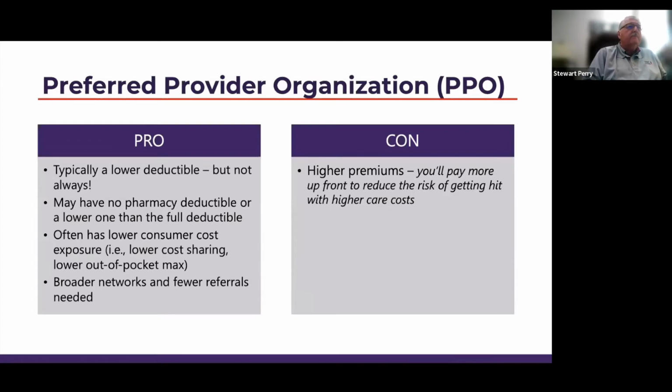So let's talk about PPOs real quick. Pros and cons. Yeah. So as discussed, typically lower deductible, not always. You got to look at the plan. May have no pharmacy deductible. That's one of the unique things about a PPO. You may not have a drug deductible, or it may be separate and therefore much lower. Often has a lower overall cost exposure to the consumer, and it's usually the broadest network out there with few referrals. The con is you pay for it.